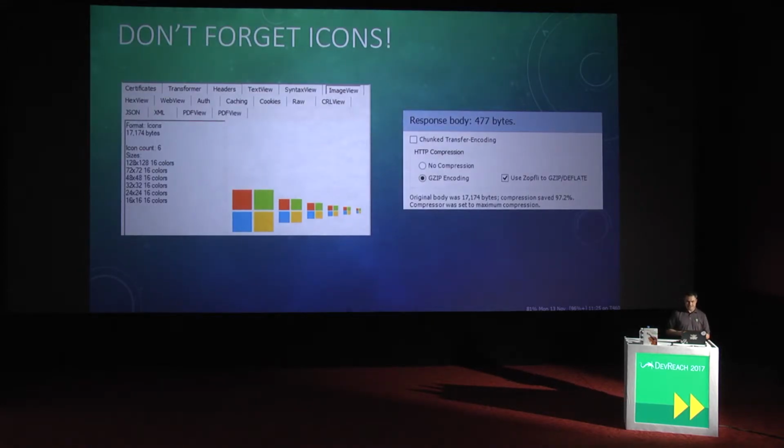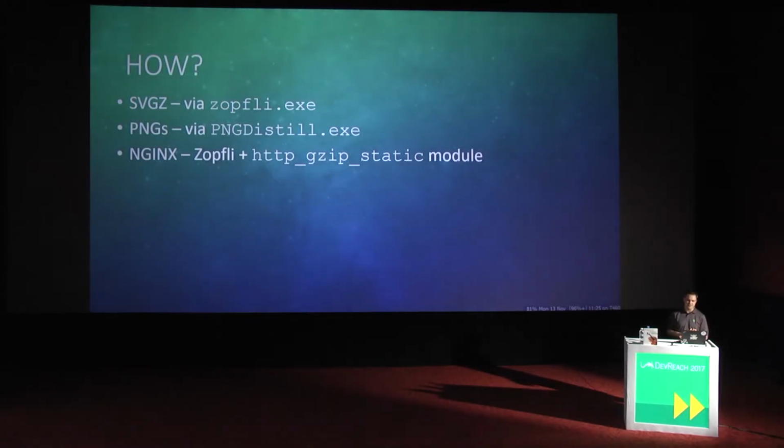Now I say don't forget icons. Windows icons, the ICO format, internally has the ability to store PNG files. And so you've got this Microsoft Office logo that was in use on one of the Microsoft web pages where the icon was 17K. It's because it had these large PNG files of different sizes within. If you actually use Zopfli to do that deflation, you can get down to 477 bytes. So basically a huge reduction in the size of that icon file.